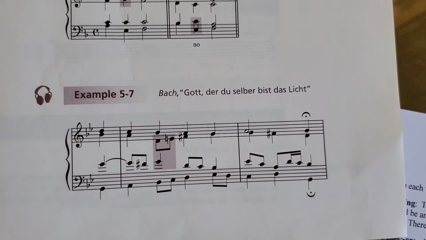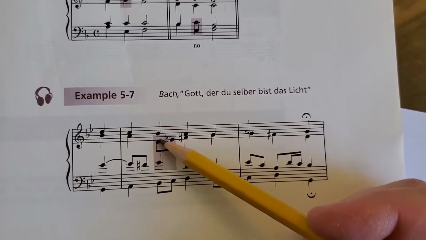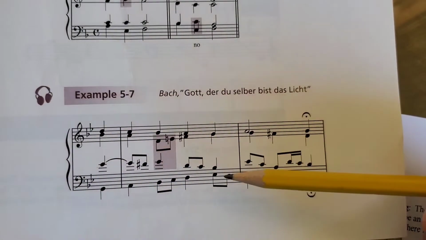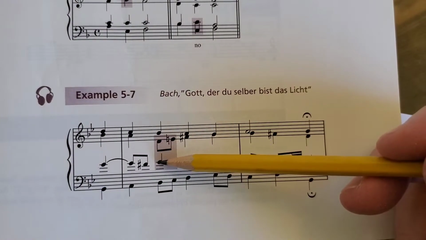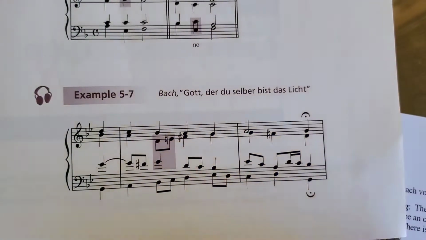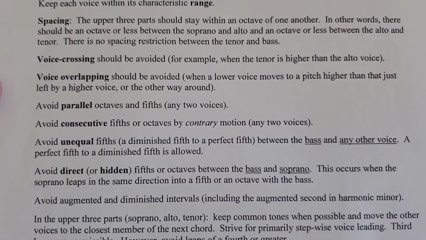But again, for us, for now, when we're first learning the system, we want to have all the voices in their characteristic order. Soprano always highest, alto second highest, tenor second lowest, bass lowest. So you can see here how the tenor is higher than the alto. That's a voice crossing.